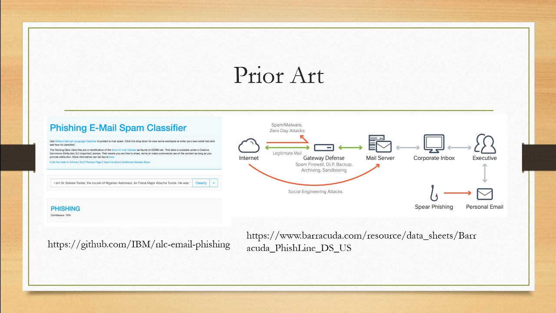There's also Barracuda Fishline, which is an active defense inline spam classifier and education tool for employees. And while it does do some classification, it's more active defense than it is email spam classification. So we wanted to give you, again, something you can just run, turn it off when you don't need it, and go on with your day.